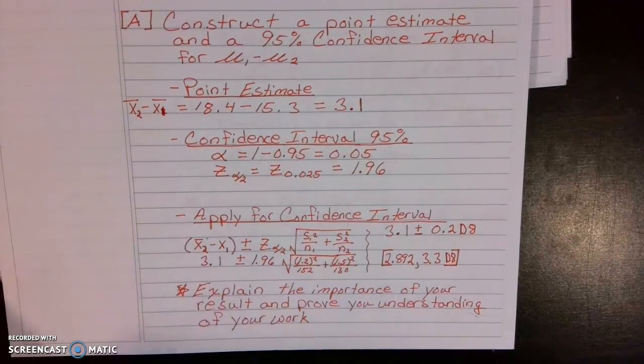So basically what this is telling us is that with 95% confidence, we can say that the difference falls right in between these two values. And what I mean by that is the difference between those two hard drives, or rather, not the difference in the hard drives, but the difference in the mean years for each of those companies' hard drives. Okay, and that's why I put this down here. It's important that you can explain the importance of your result and prove your understanding of your work.